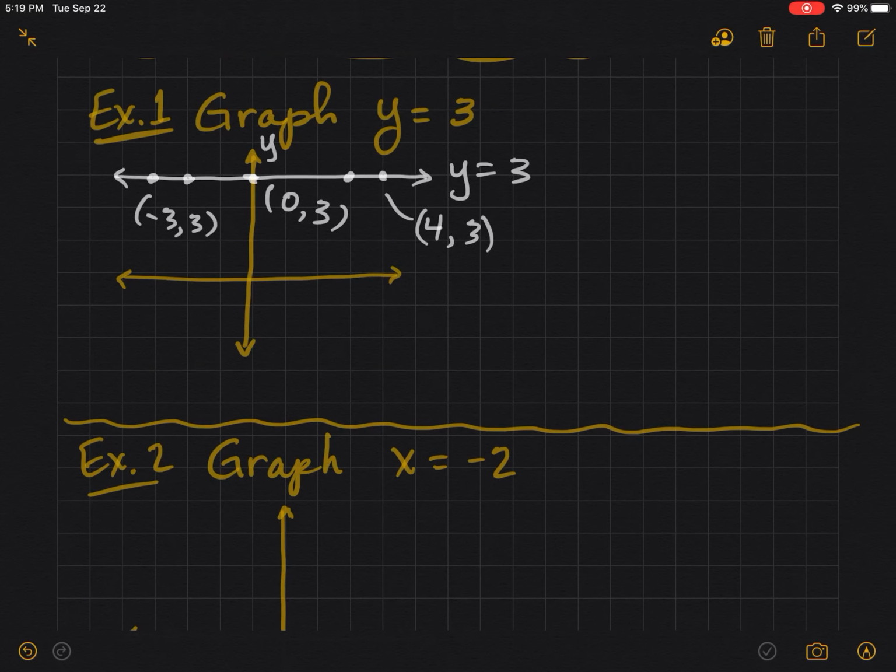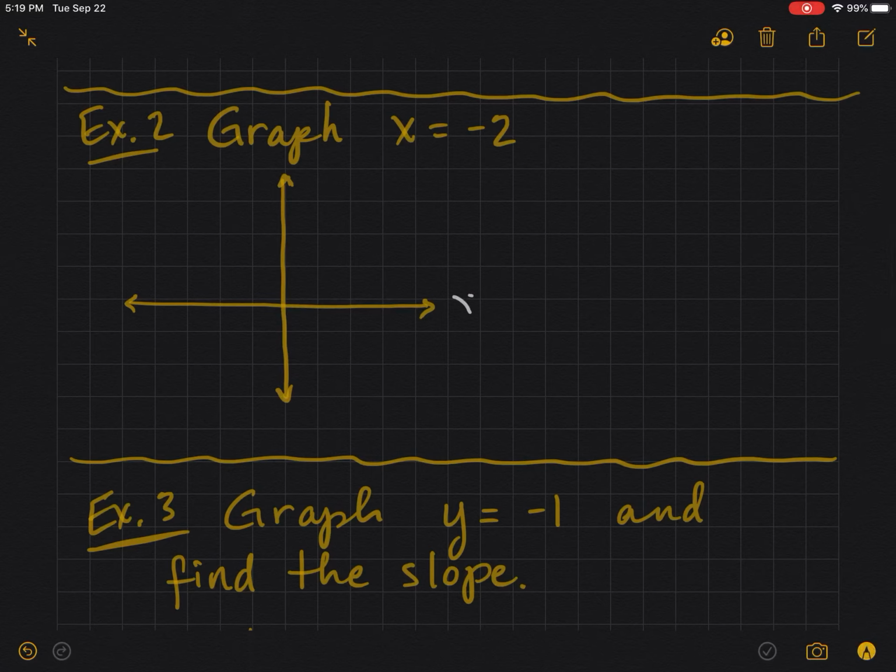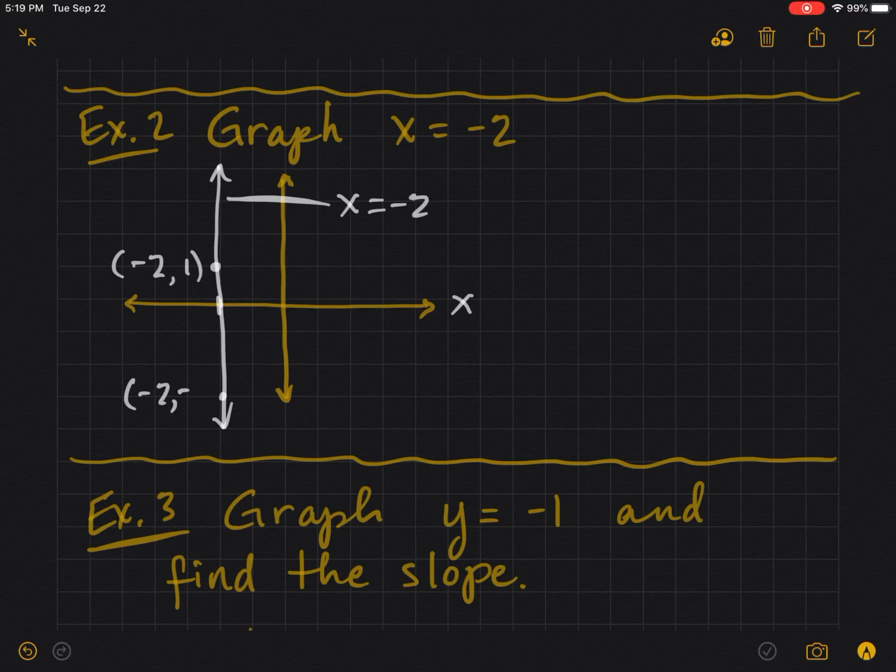Now, let's look at graphing the line x equals negative 2. I go to the x-axis, find negative 2, and boom, there's my line. X equals negative 2. And likewise, every point on this line has an x-coordinate of negative 2, no matter what point you pick. Every x value is negative 2.